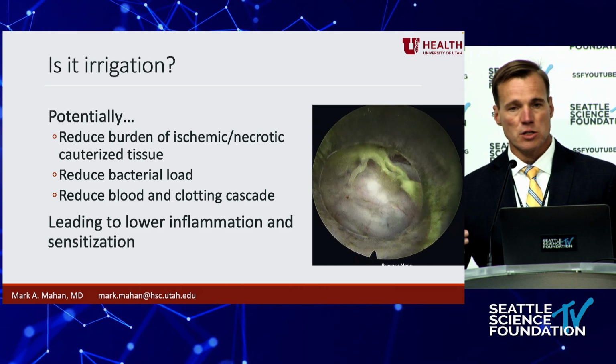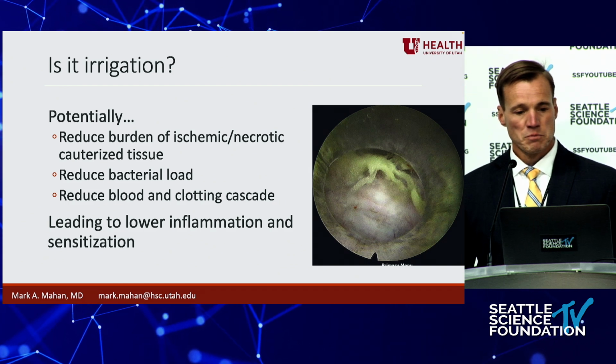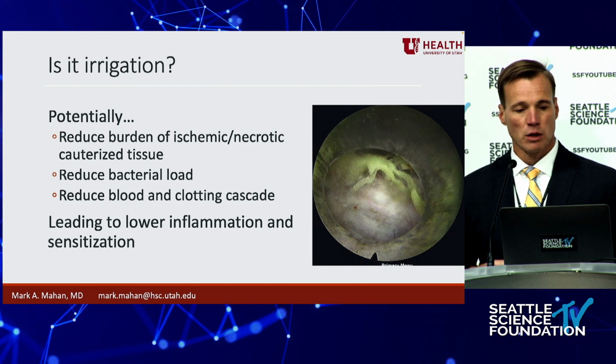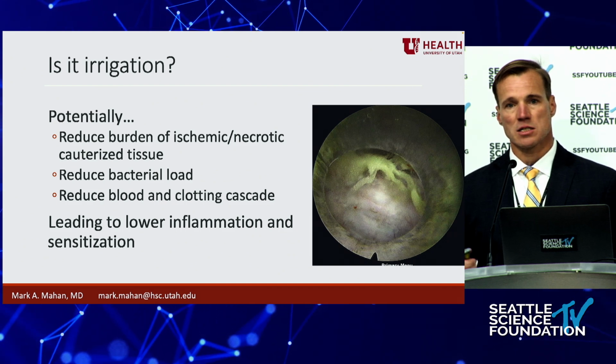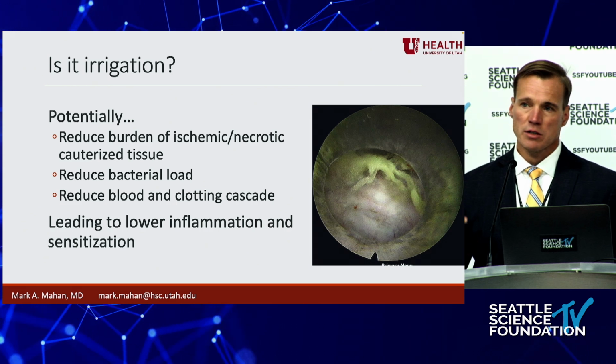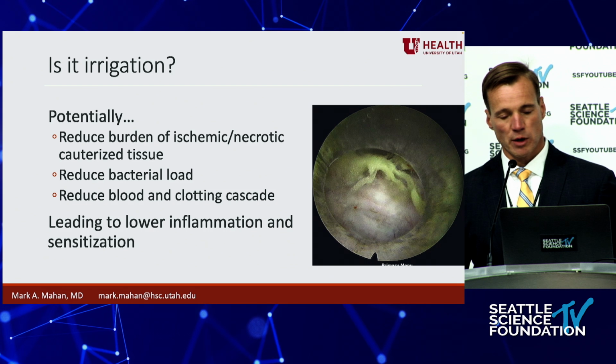Because there's permeation of bacteria even in open surgeries that we're flushing out with the endoscope, and there's going to be reduced blood and clotting cascade, which likely leads to lower inflammation and sensitization of the nerve root, meaning that when you have blood sitting on a nerve root, it's causing inflammation and it's decreasing its membrane potentials. It's making that nerve more irritable.